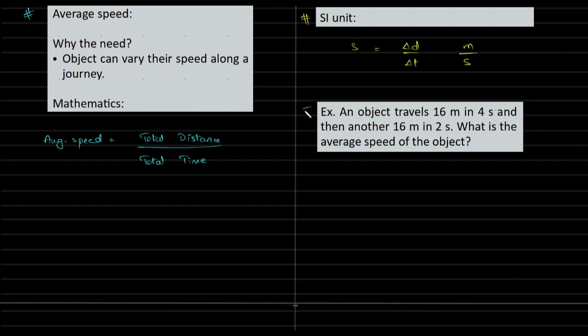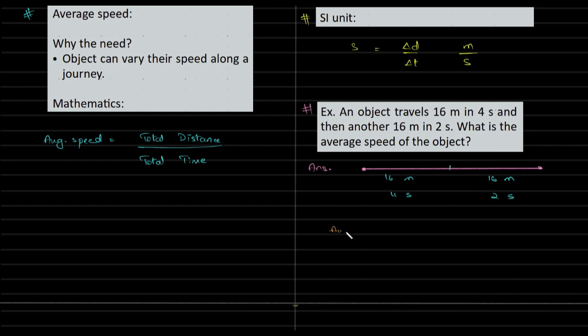So there is an example to understand average speed. So total distance by total time. This is not something that is easily understood. So if I give an example, that would be a lot easier to understand. So we have an object traveling 16 meters in 4 seconds and 16 more meters in 2 seconds. So 16 meters, 16 meters. One is in 4 seconds, another is in 2 seconds. What is the average speed?